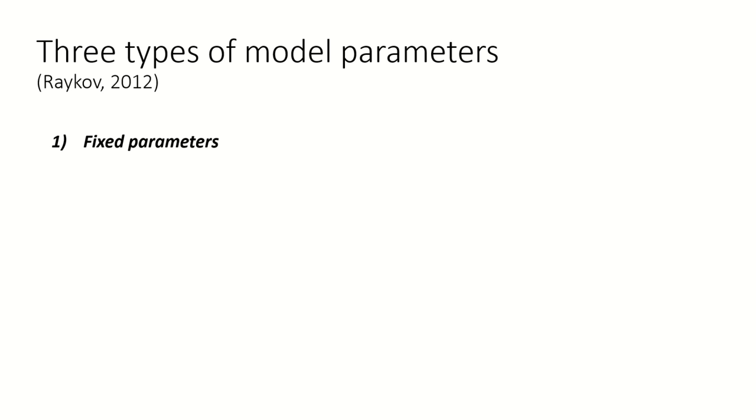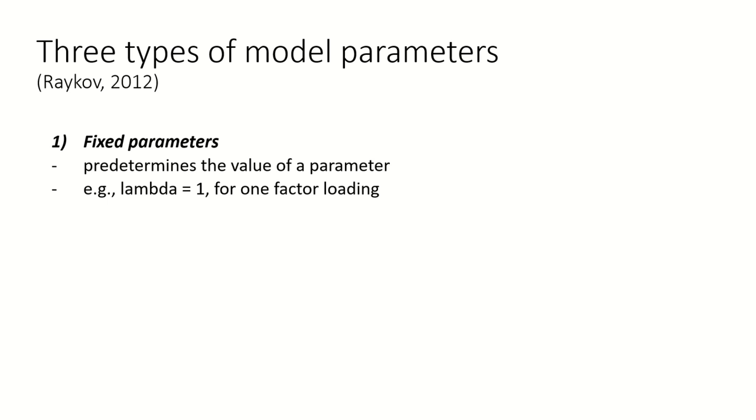The first one are so-called fixed parameters. These are parameters where we as researchers predetermine the value and tell R what the specific parameter value should be. So for example, we could specify that a specific variable loads on a specific factor and that the factor loading should be 1. So this means that R will not estimate this particular parameter, this particular factor loading, but will assume that the factor loading has the value of 1.